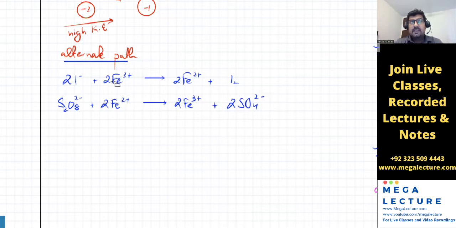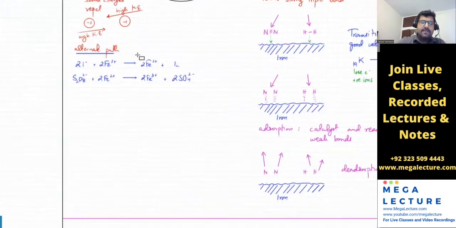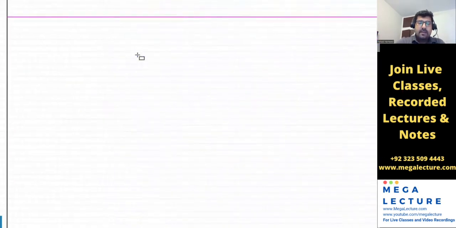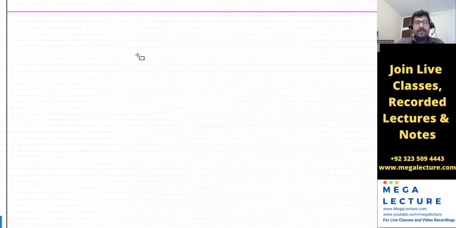So transition metals can do both things. Copper could be turned into a copper 2+ ion. The copper 2+ ion can easily turn back into a copper atom as well, copper metal as well. So even in these alternate paths, transition metals have this ability to gain and lose electrons. They can do both things.